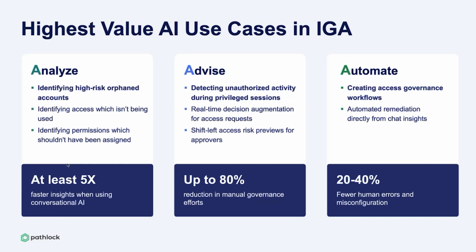Advise, for example, detecting unauthorized activity during a privileged session. So imagine that you have an agent that sits in between privileged session reviews, and it goes and scans it and does the review, and then provides the reviewer with analysis, score analysis and recommendation. So you actually put someone in the middle between the person and the reviewers.